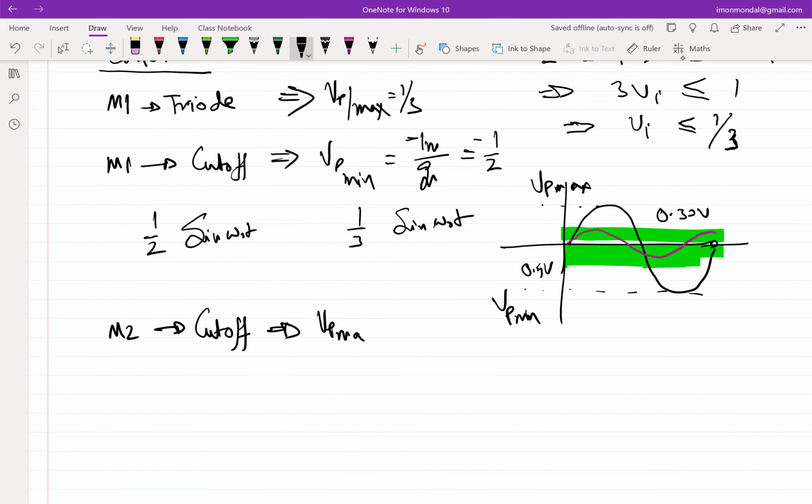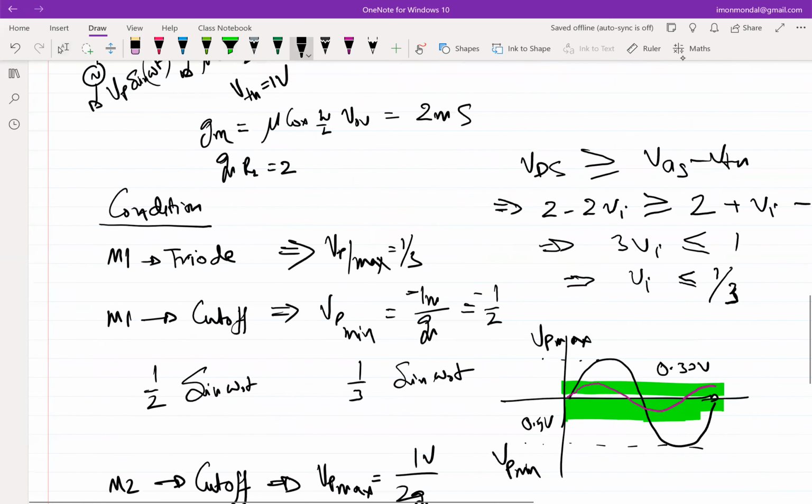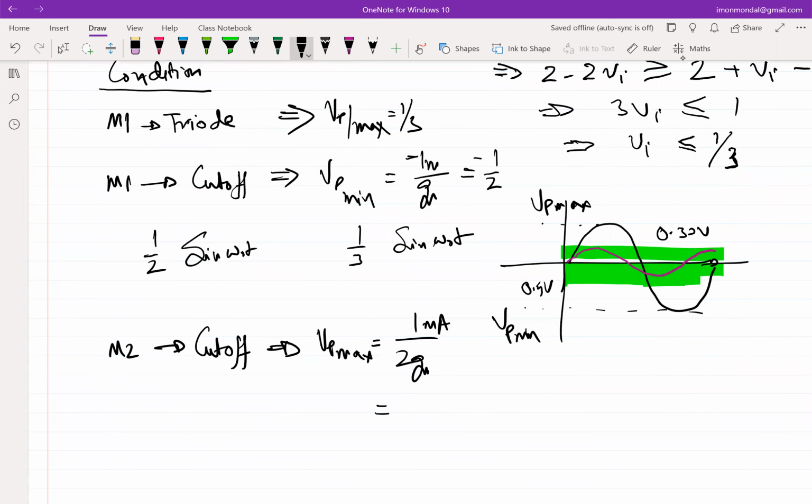Vp max has to be 1/2 gm. Is that correct? 1 milliamp by 2 gm. So which is how much? 1/4, right? 0.25 volt. Okay. And this clearly is less than the other two conditions that we got. So it looks like this takes the cake.